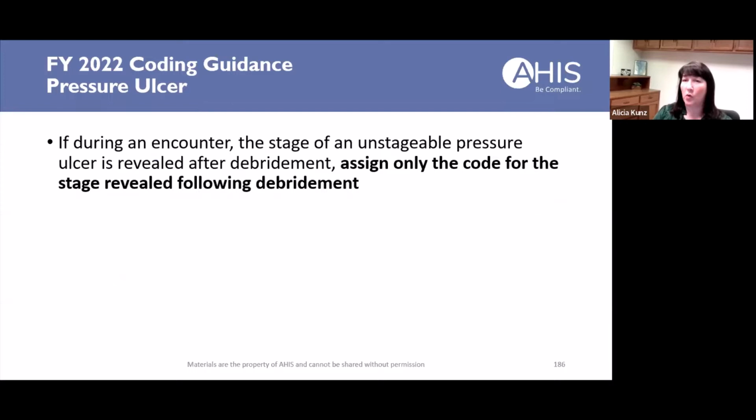One of the changes for 2022 coding guidance as far as pressure ulcers is that if during an encounter, the stage of an unstaged pressure ulcer is revealed after debridement, you want to assign the code for the stage that is revealed following that debridement.